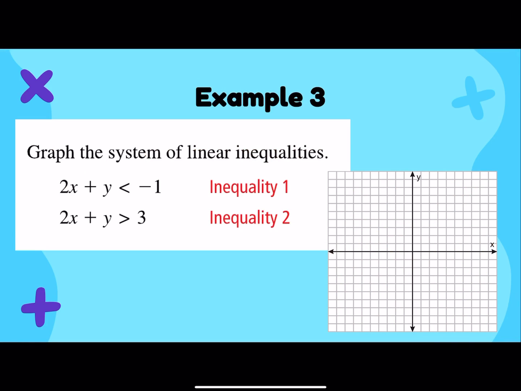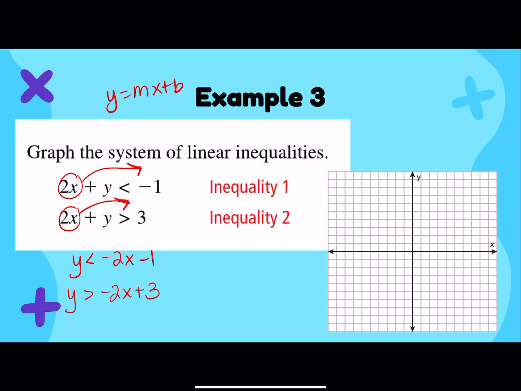Okay, let's graph this system. So I need to get y by itself in these because I need them to look like this. So I'm going to move my 2x over in both of them. In my first one, I'm going to get negative 2x minus 1. And in my second one, I'm going to get negative 2x plus 3.